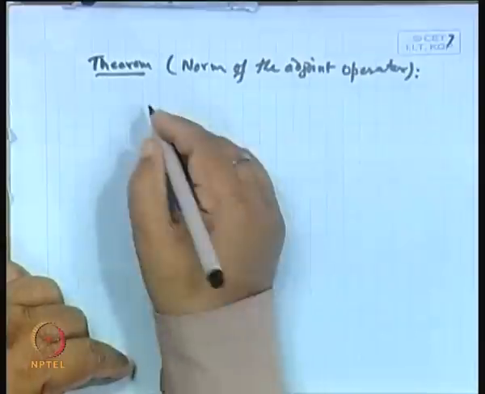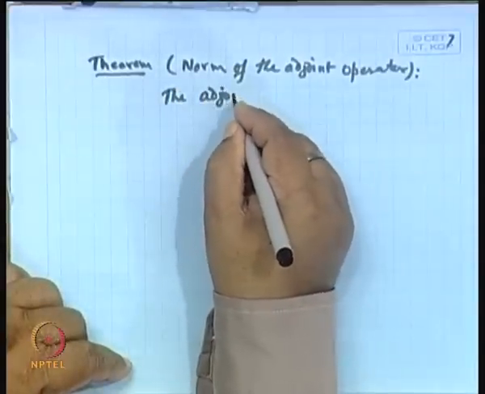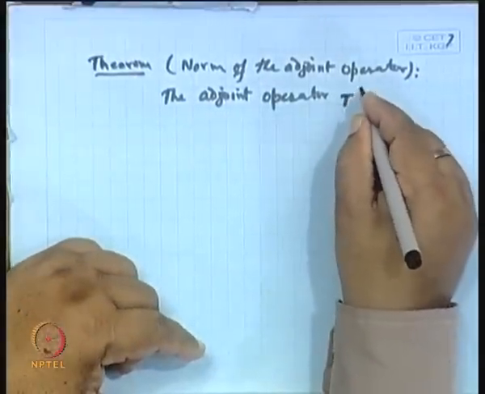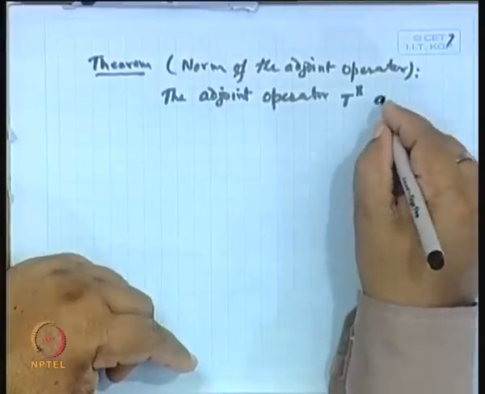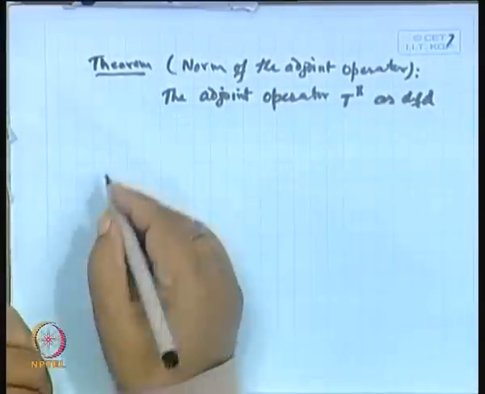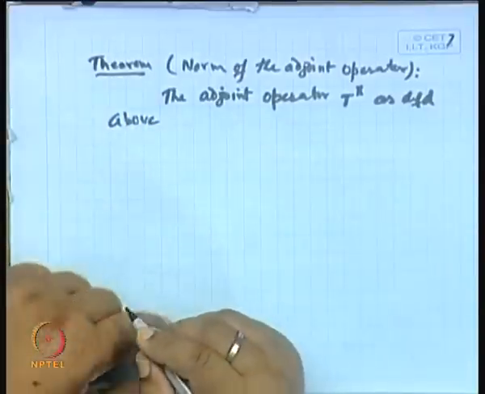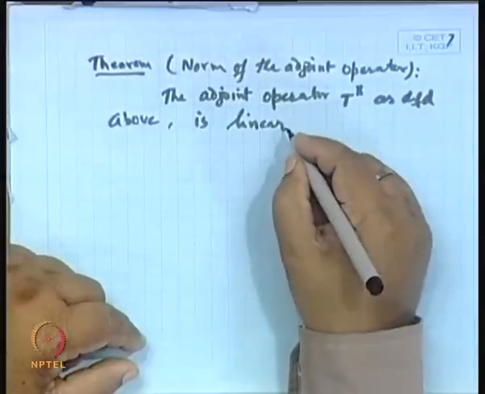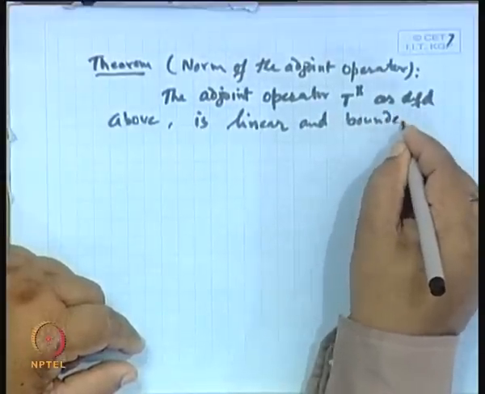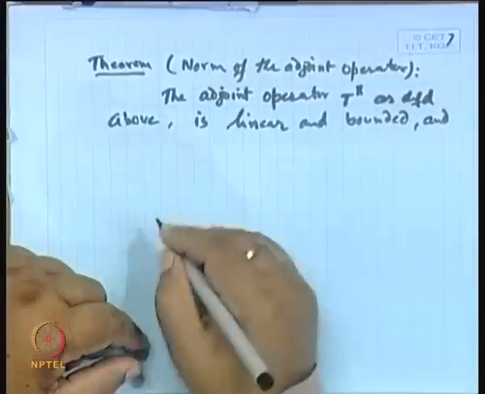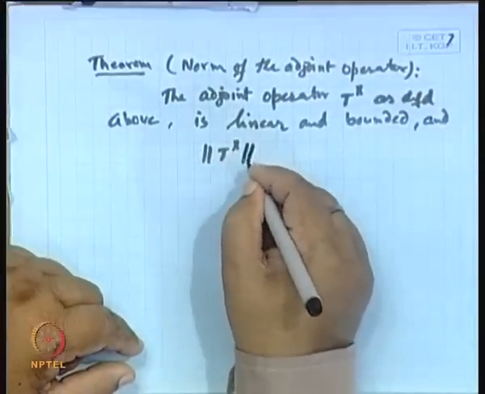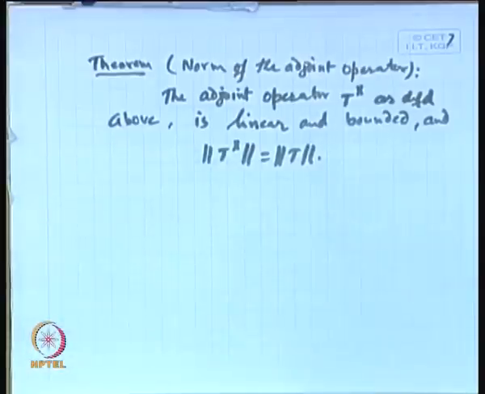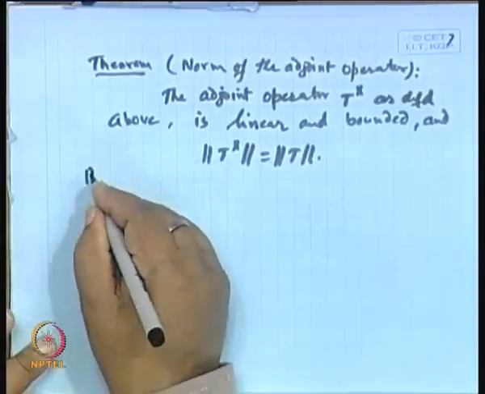The adjoint operator T cross, as defined above, is linear and bounded and has the same norm as the norm of T. That is the one we wanted to show. Is it okay? The proof of this.